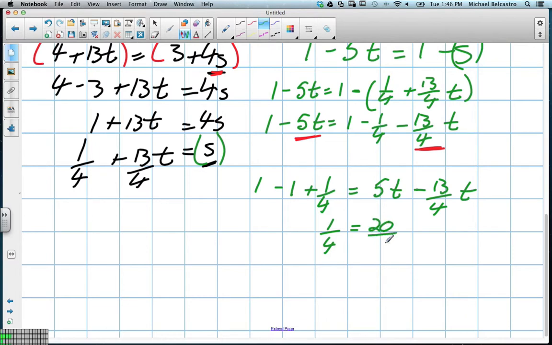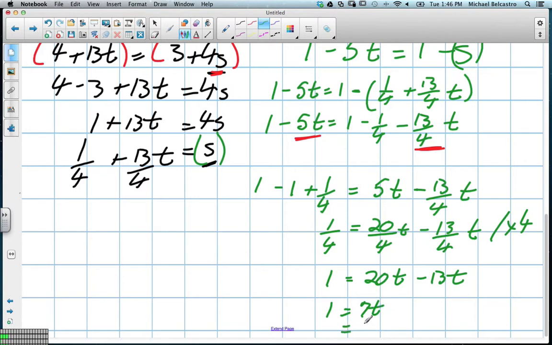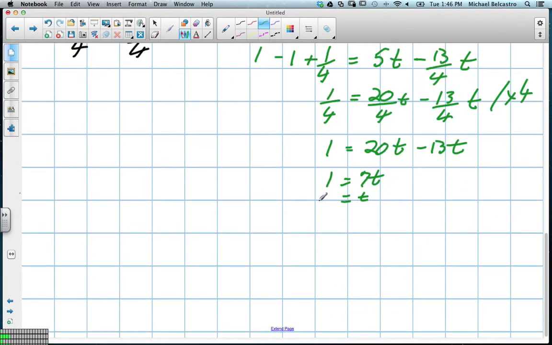20 minus 13 over 4. Sorry, 4. And to get rid of all of our fractions here, we'll multiply the entire equation by 4, so we're then left with 1 is equal to 20t minus 13t, which is 1 is equal to 7t, which means t is now a 7th.